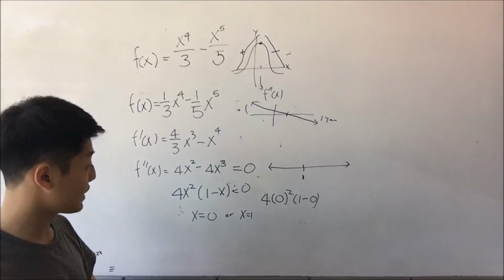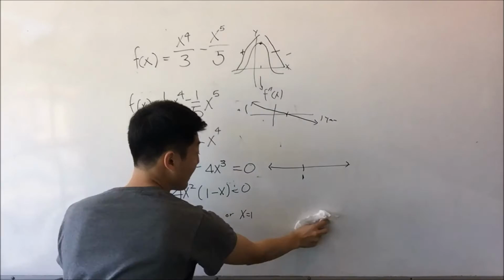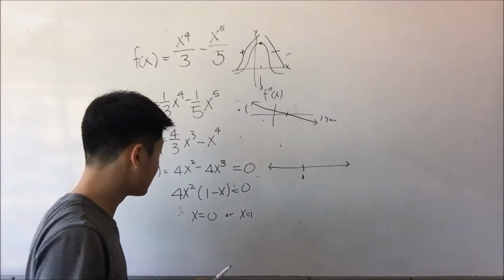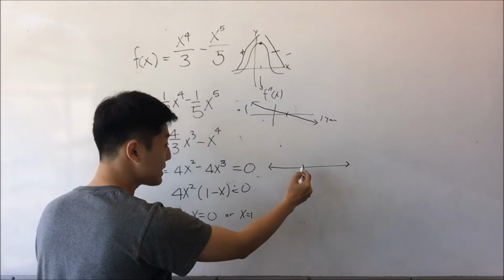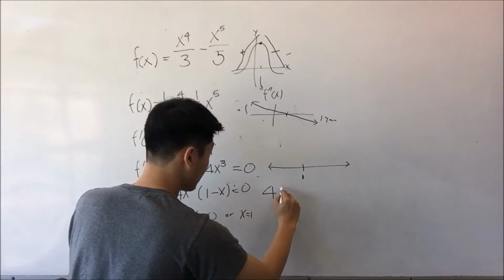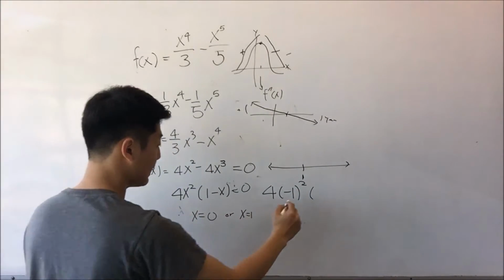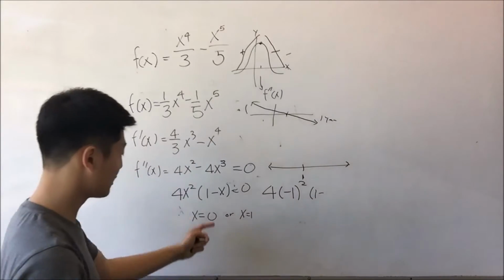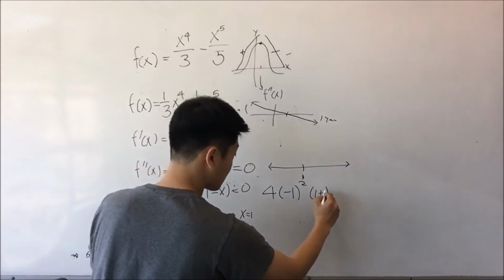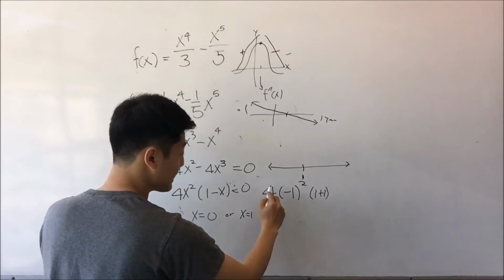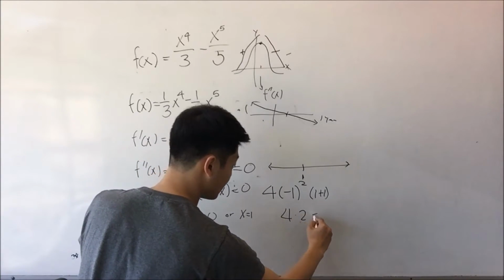Uh-oh, this equals 0, so let's use another number. Because we have to see if it's positive or negative. The sign has to change. So let's plug in negative 1 then. 4 times negative 1 squared. If I plug in negative 1, 1 minus negative 1 becomes positive 2. So 1 squared times 4 will be 4 times 2, equals 8.